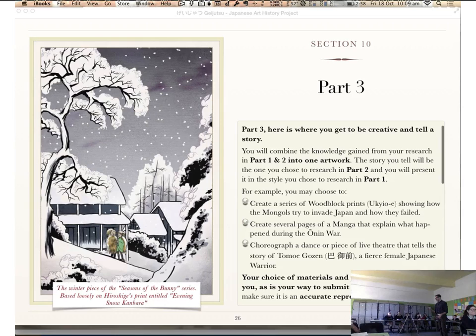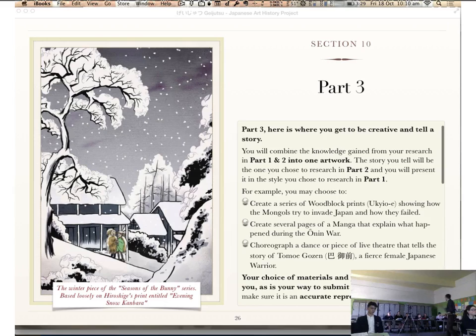Here's an example. I've given you some examples. If you did woodblock prints, that's your art style that you like, you would create a series of these prints. I'm not expecting you to make the original woodblock prints, though you can if you want to, that would be awesome. But I want you to create a series of prints in that style that might show how the Mongols tried to invade Japan. So you've got a series of images in that traditional woodblock print style that visually shows how the Mongols tried to invade Japan. That would be something you could do for part three.